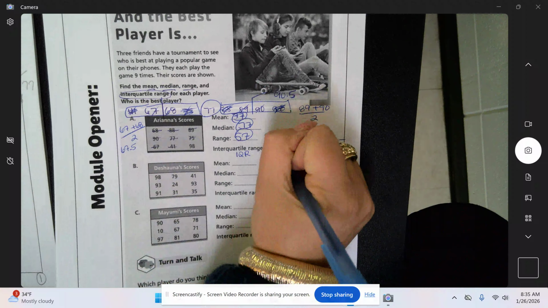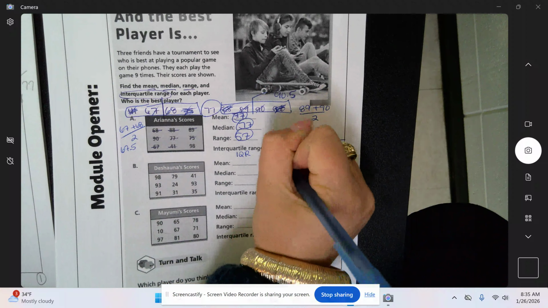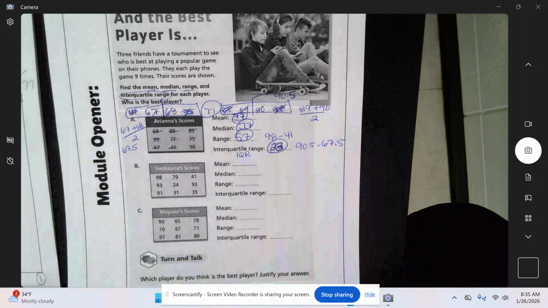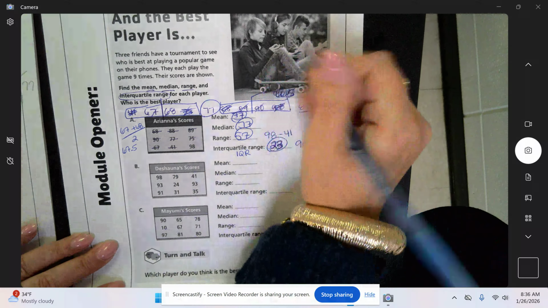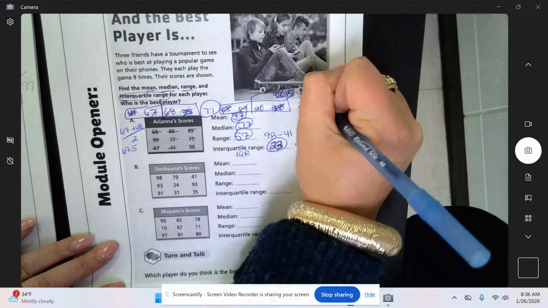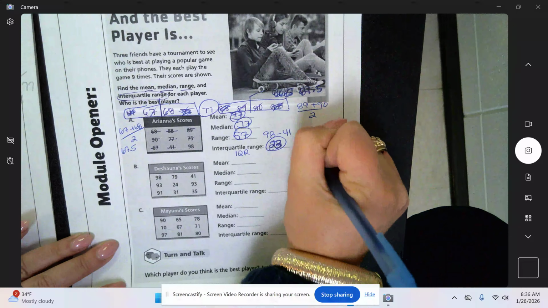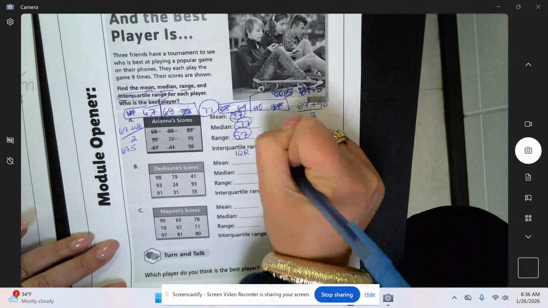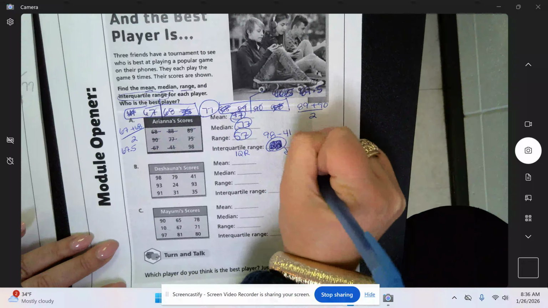Okay. You're 23. I need to see how I got 22 the first time. Alright, so 23. Oh no, because this is not 90.5. Is 90.5 halfway between 89 and 90? No, so it should be 89 and a half. This should be 89.5, which gives me 22.